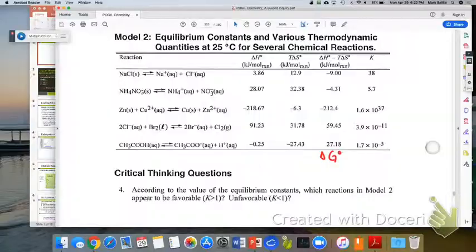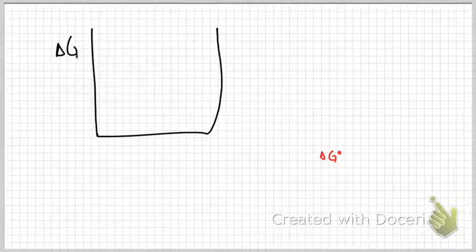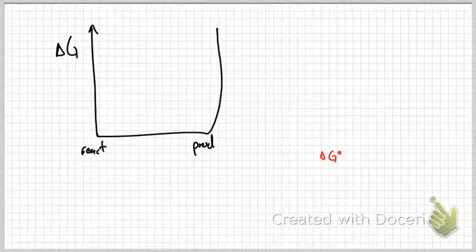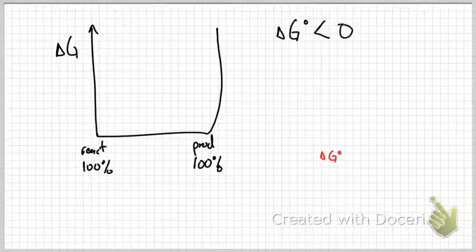Go ahead and draw your Gibbs free energy diagram. Right now, go ahead and draw yourself one of these. I want you to draw, what is it when delta G naught is negative, less than 0? What does that look like? What properties would your Gibbs free energy diagram have?